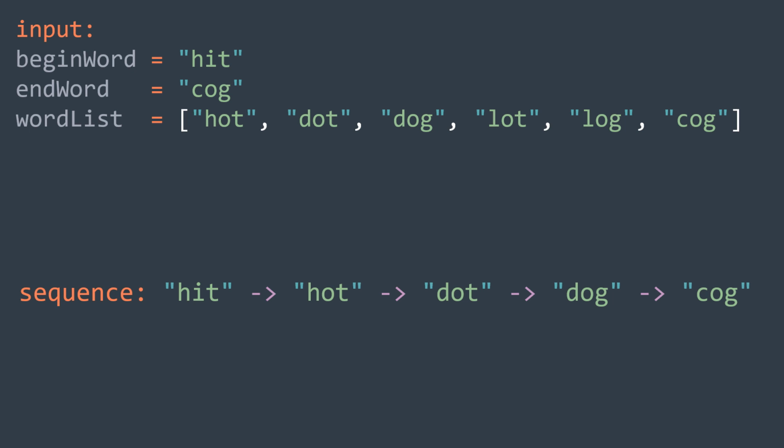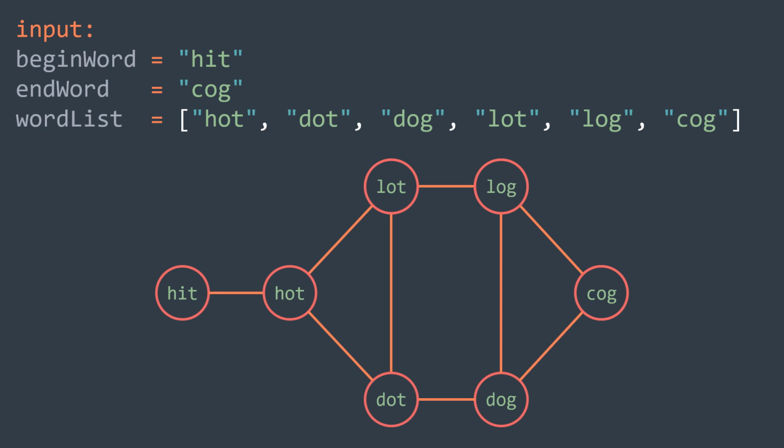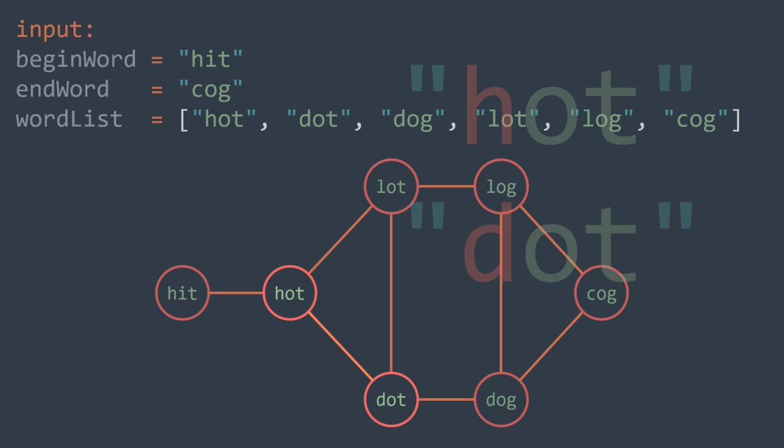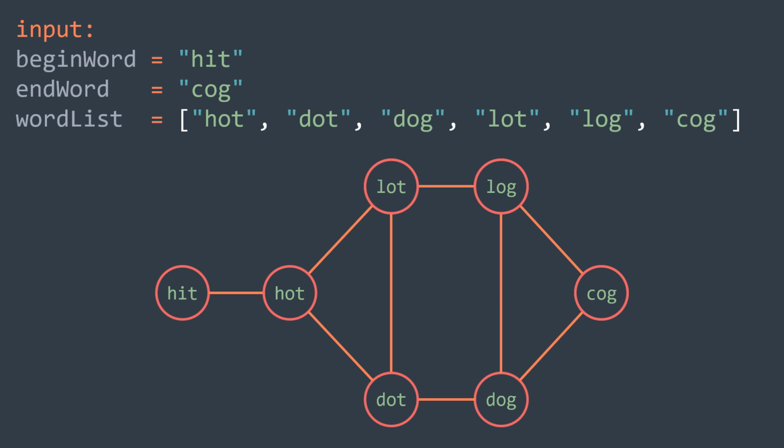Even if no graph had been mentioned in the problem, we can represent those words as nodes of a graph, and if there is an edge between 2 nodes, it means that we can do a transformation. In other words, they differ by 1 letter only, like with the words hot and dot. Now that we have the graph, we just apply a breadth first search starting from begin word and we search for end word. Finding it will give us the length of the shortest transformation sequence.